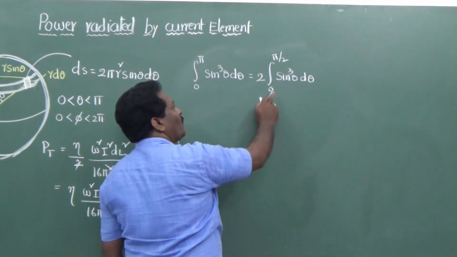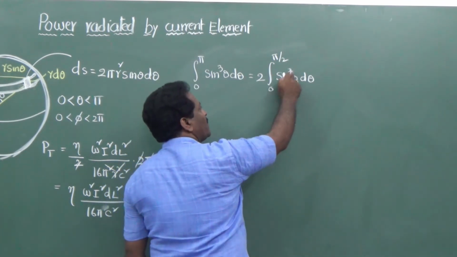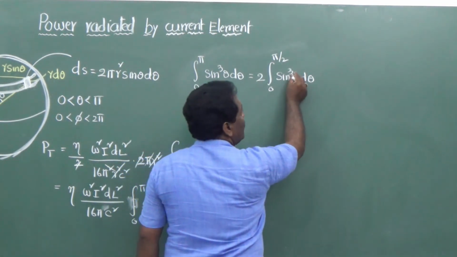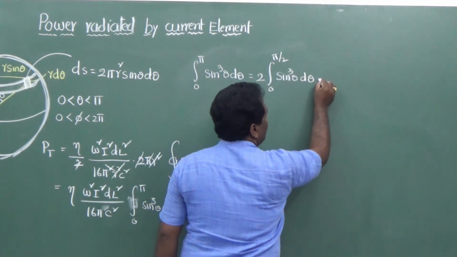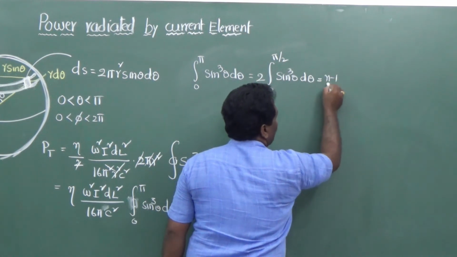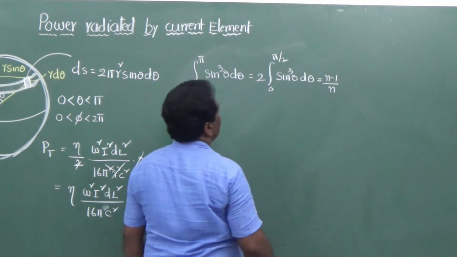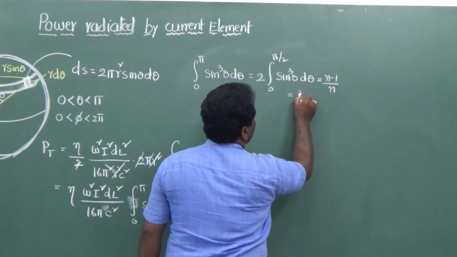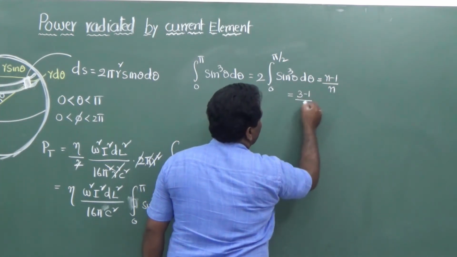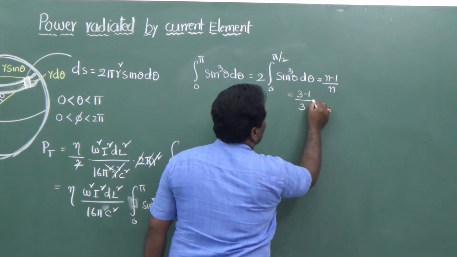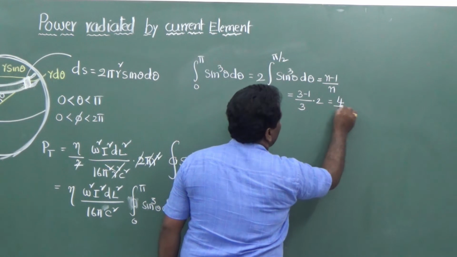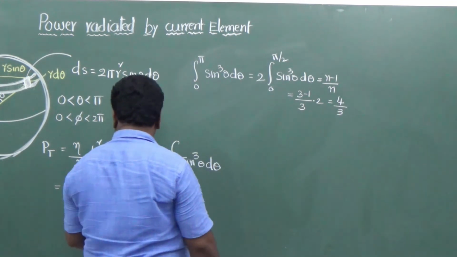Here, you know the general formula for the integral of sin to the power n theta in your mathematics. If n is odd, then it is equal to n minus 1 by n. What is the value of n? 3. So 3 minus 1 by 3 into 2, and the 2 is also there, so its value is equal to 4 by 3. That's why I substitute the value here.